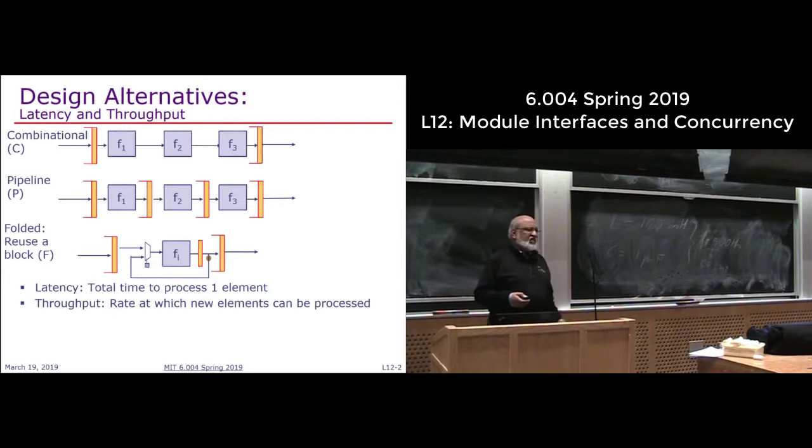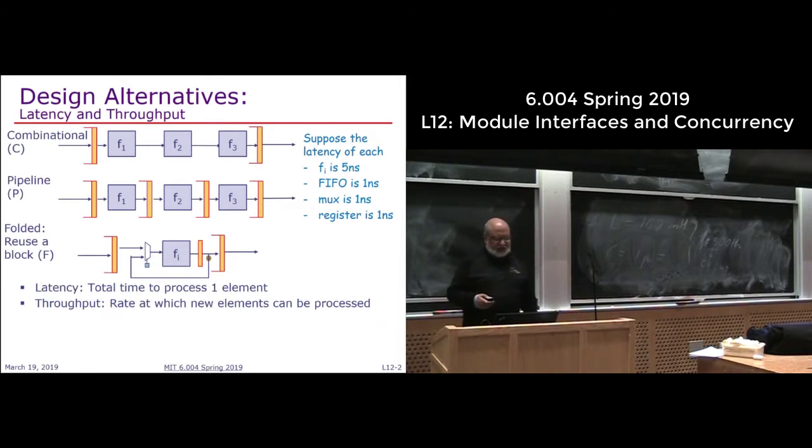But sometimes we are equally interested in throughput. We want to know how many answers can be produced every second from the circuit. How soon can I inject the next one into the system? And let's try to understand these three design alternatives from the point of view of these two properties, latency and throughput.